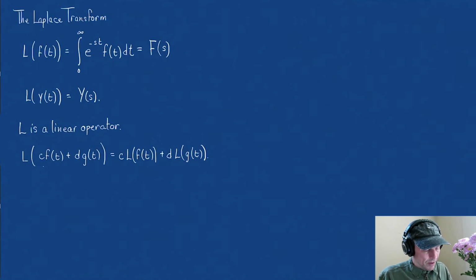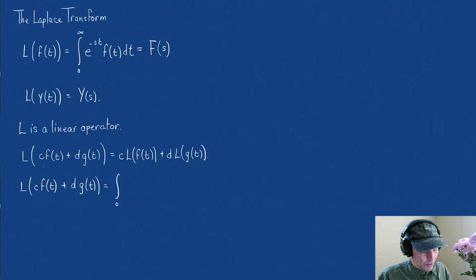Well, we would show it like this. So let's take the Laplace transform of all of that. The Laplace transform of c times f of t plus d times g of t is equal to the integral from 0 to infinity of all of that. So, e to the minus st times c times f of t plus d times g of t dt.